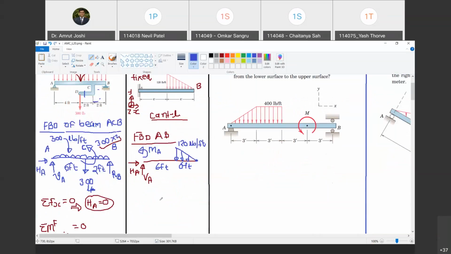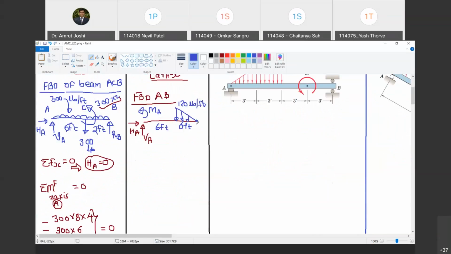Now, what is the equivalent FBD? I have to replace this UVL by a single force. तो कैसे करना पड़ेगा? So I am going to have VA here. You are going to have HA here. And you are going to have MA here. This is the moment reaction that can be offered by the fixed support. Happy? Yes, sir.